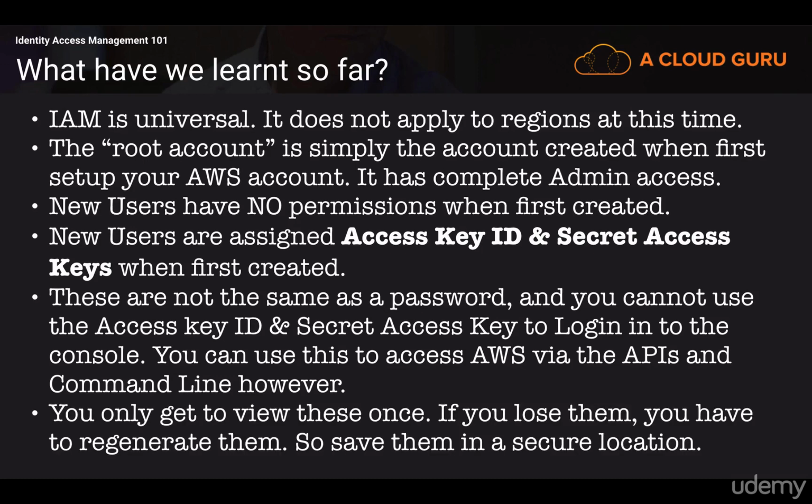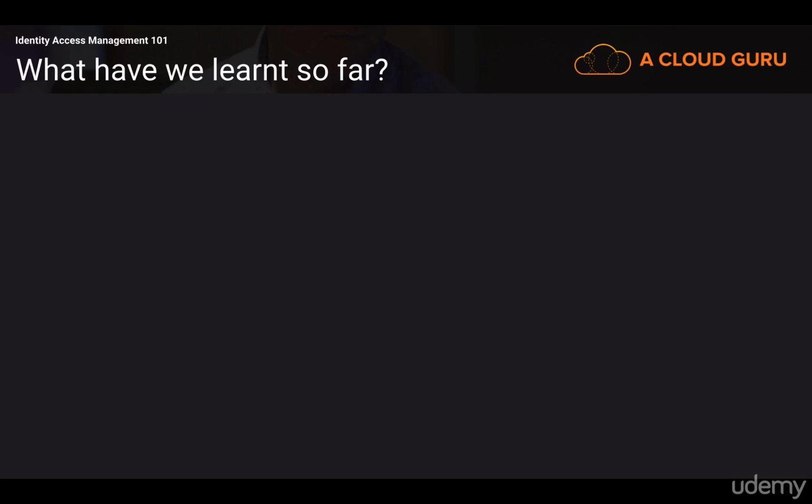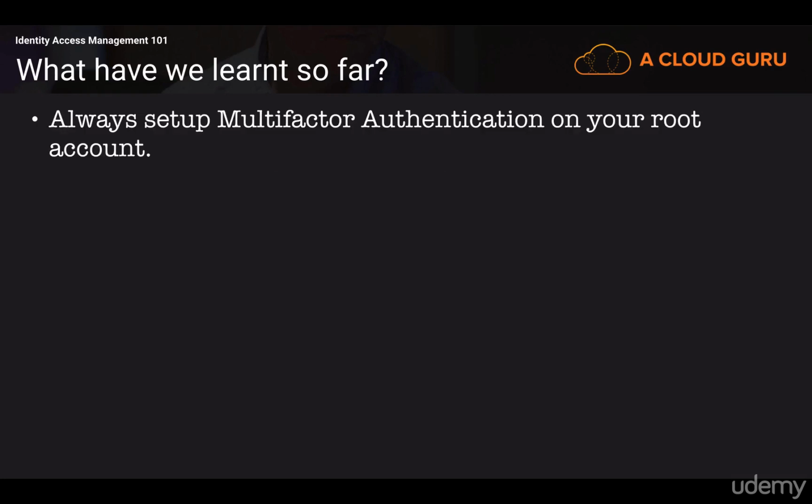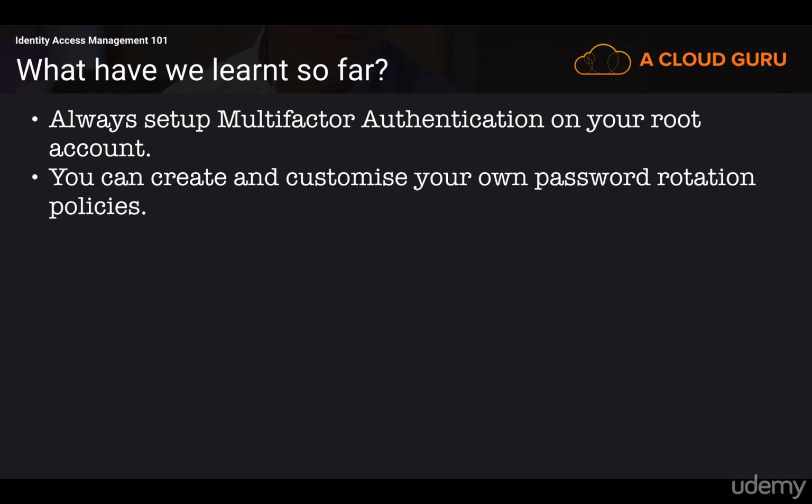You only get to view those credentials once. If you lose them, you have to regenerate them. You can't view them again. So you need to download them and save them in a secure location. We also learned that you always have to set up multi-factor authentication on your root account. That's a critical security step. You always want multi-factor authentication on your root account, otherwise you're going to get that warning message down the bottom when you first log into IAM. You can also create and customize your own password rotation policies, which we did right at the end of the lab. So we can say that we want it to be 8 characters, we want the password to expire every 90 days, we don't want the password to be reused, etc.